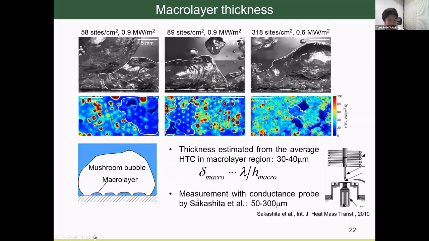And Professor Sakashita at Hokkaido University measured the microlayer thickness using a conductance probe. They show a somewhat larger value, and now I don't understand the reason for the difference. However, I think the microlayer thickness determination mechanisms and microlayer formation conditions will be a very important research topic.